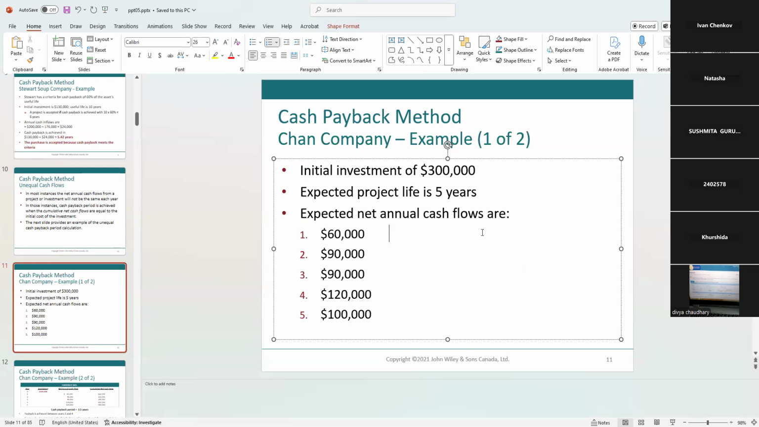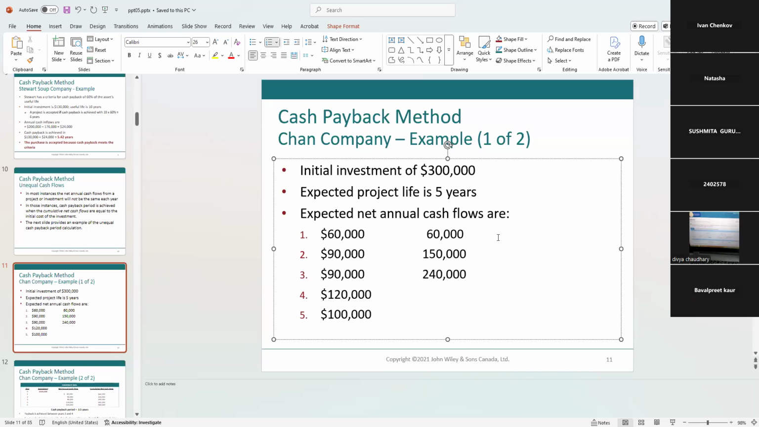Either start accumulating the cash. First year I'm getting 60. Next year I'm getting 90, that will be 150. Next year I'm going to get another 90, that will be 240. And most likely in the 4th year, I'm going to reach 300. So it's going to take me definitely 3 years. Now the question is how much is left to recover? 60 divided by how much you get in the 4th year is going to give you the fraction for the years that you need.